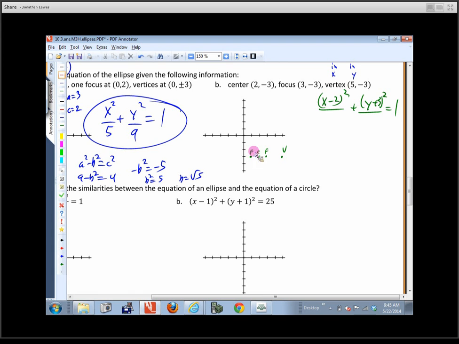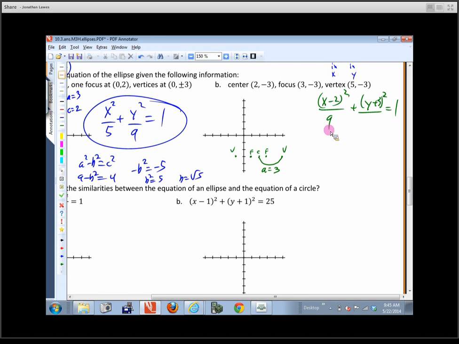Wouldn't that put a focus here and a vertex here? What letter should I use for this distance right here? A. And how far is that? 3. And what variable would I square that and put it underneath? The x, right? Because it's running in the x direction. So I'm going to put a 9 right here.